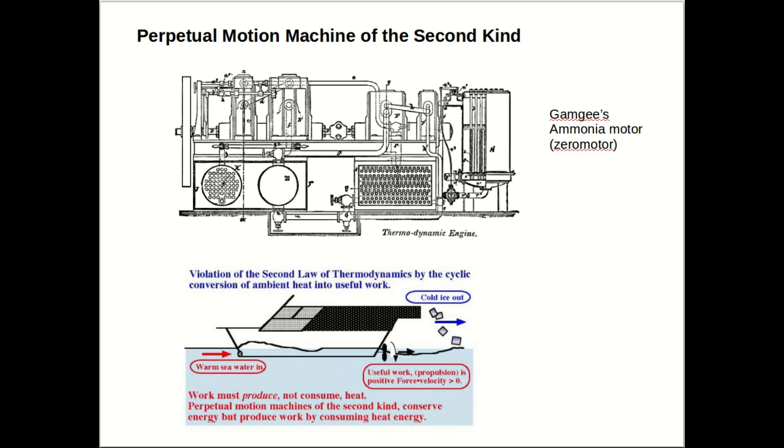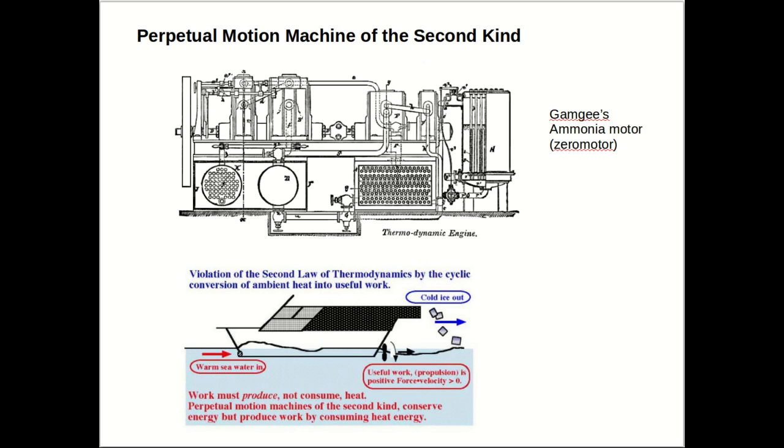The problem with this design is that the ammonia vapor cannot expand and cool to the temperature of condensation due to the resistance of the piston. And the heat cannot flow spontaneously from the cooler ammonia vapor to the hotter ambient environment. So for the ammonia to be condensed to the liquid state, there must be an active refrigeration process, which requires more energy than the engine is capable of generating.